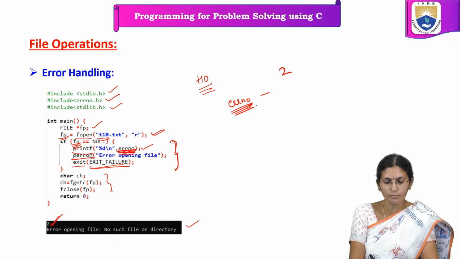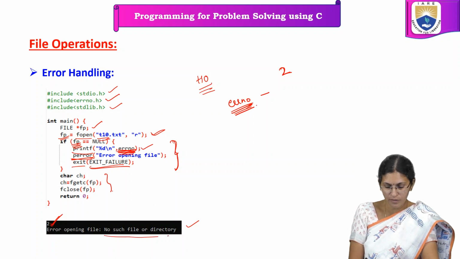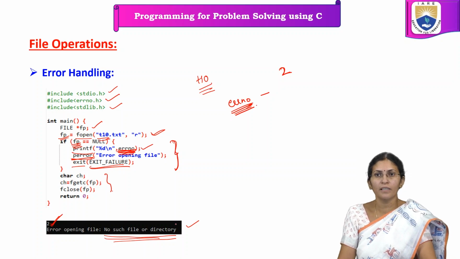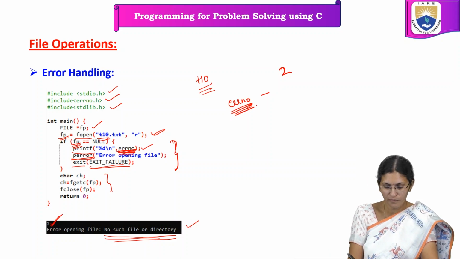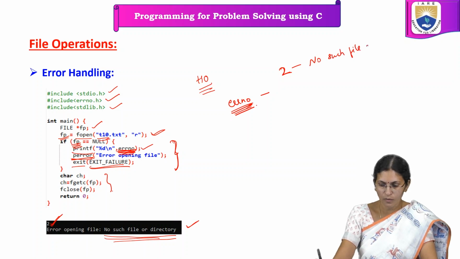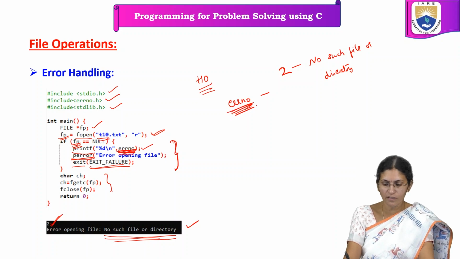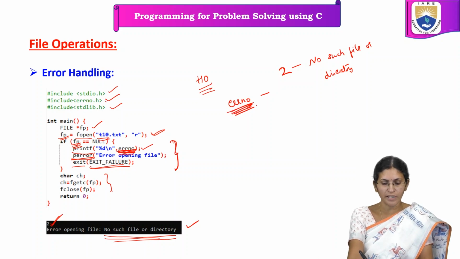In the next line, the perror function will give the description of the error message. This is what the error message is: no such file or directory exists. In this way, corresponding to 2, the description of the error message is no such file or directory. So in this way, we can find out the different types of errors with the help of this errno variable, which is defined in this header file.